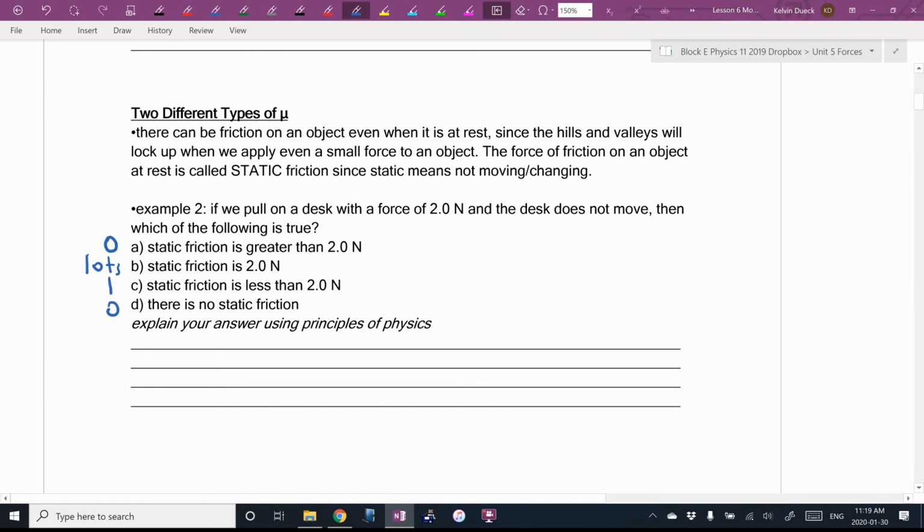Why must D be wrong? You know what this is a good job for? In our heads, if I'm applying a force of 2 newtons to the front of the class and there's no friction, would I have an unbalanced force pointing to the front of the class? Which way must the desk accelerate then? Towards the front of the class. Did it?